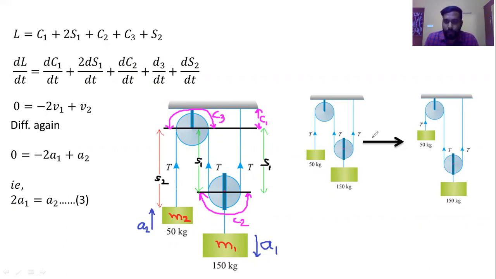So in this figure, there are two tensions acting on this 150 kilogram block. Okay, and one tension is acting on this 50 kilogram block.